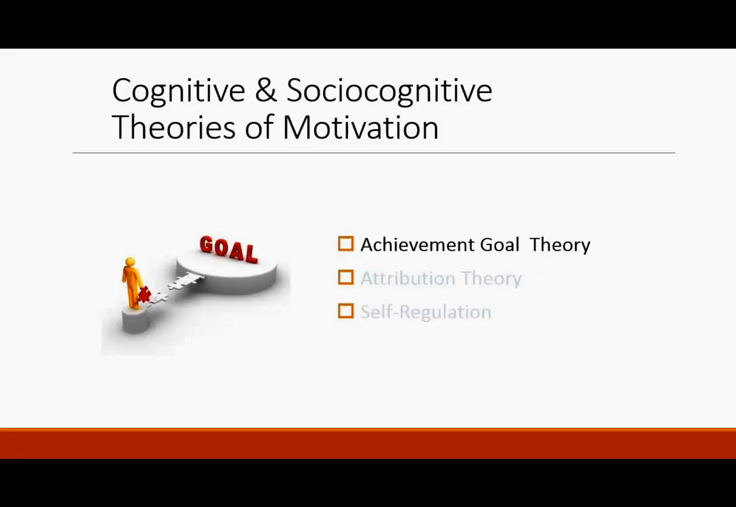Obviously there are three sections to this particular section. First we're going to talk about cognitive and sociocognitive theories of motivation. Don't get scared by the big words. Cognitive means thought and socio means social. So we have regular thought and social thought, and how they have been used in theories that explain motivation.